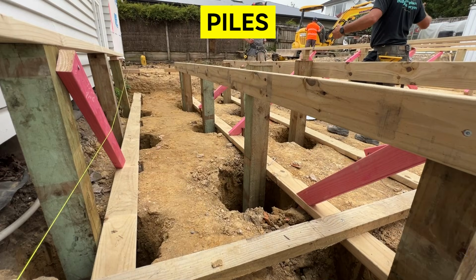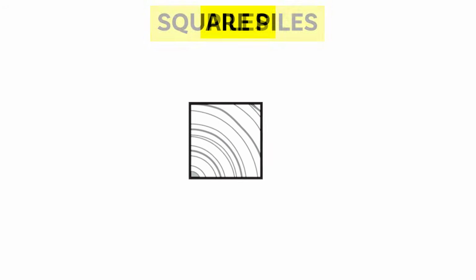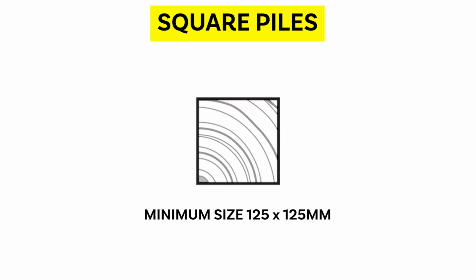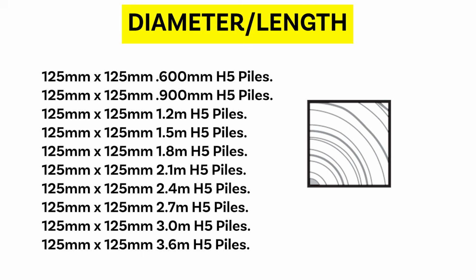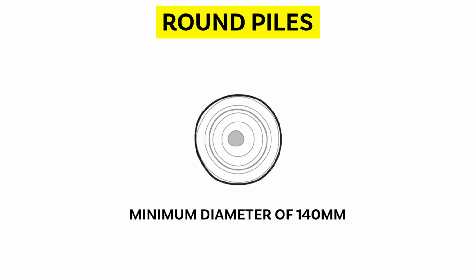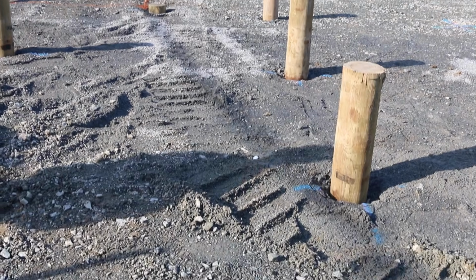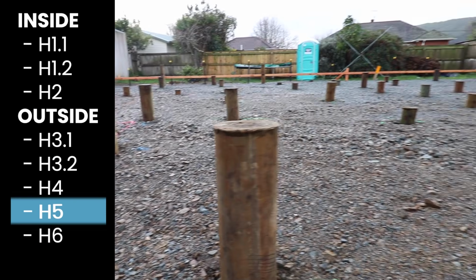Moving back to piles, there's two shapes. Square is a minimum 125 by 125, comes in a variety of sizes from 600 mils all the way through to 3 meters, or you could use round piles. These need to be a minimum of 140 mil round. Both of these will be treated to withstand ground contact. And if you've watched my other videos, you'll know that's H5 treatment.